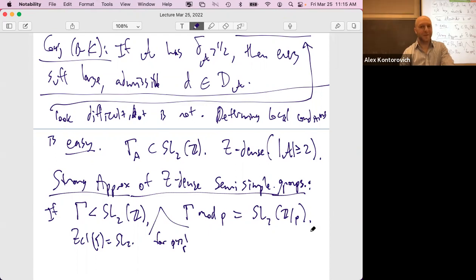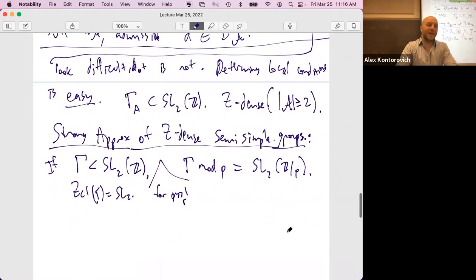Okay, so what you're saying is that normally the reduction mod P could just be a subgroup, but here you can just say it's everything. Right, this is strong approximation. If you have a Zariski dense subgroup of a semi-simple group, then the reduction mod P will be the entire reduction mod P of the ambient variety. It's a type of Chinese remainder theorem, exactly, in these groups.